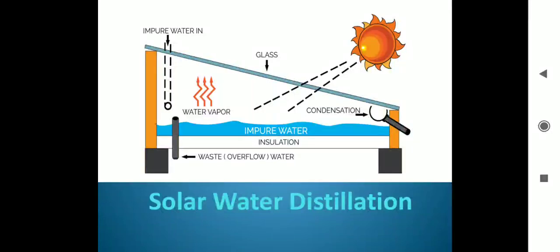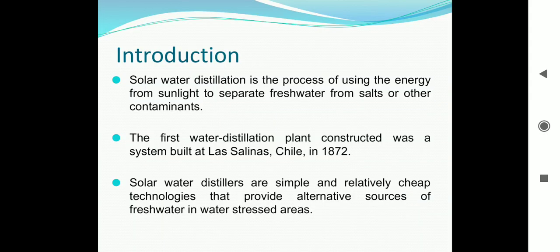Students, today we will revise the topic solar water distillation. So first we will start with the basic terms. First, distillation, which means the action of purifying liquid by the process of heating and cooling. Now what does the term solar water distillation mean? It is the process of using solar energy to separate fresh water from salt and other contaminants.